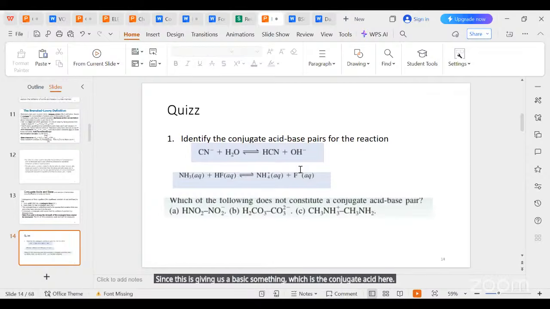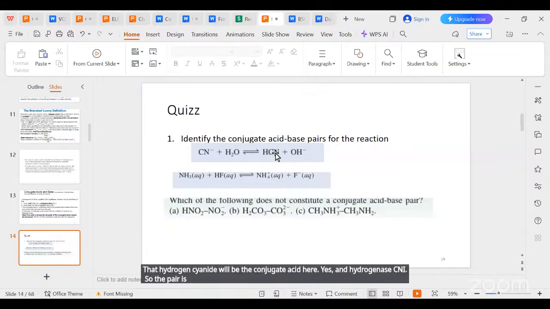Hydrogen cyanide. Hydrogen cyanide is the conjugate acid. Hydrogen cyanide will be the conjugate acid here. Yes, hydrogen cyanide. So the pair is CN- and HCN. That's the pair here. What's the pair here?